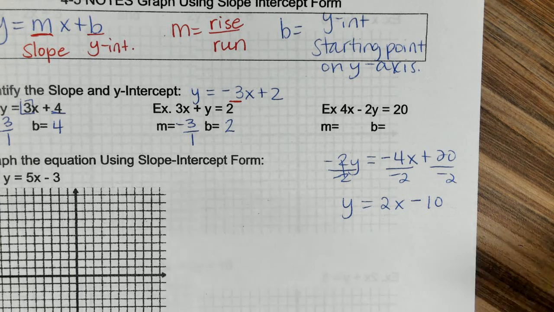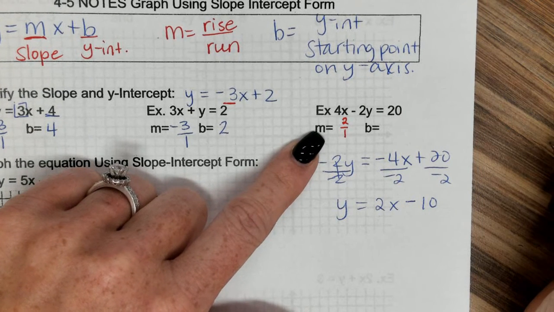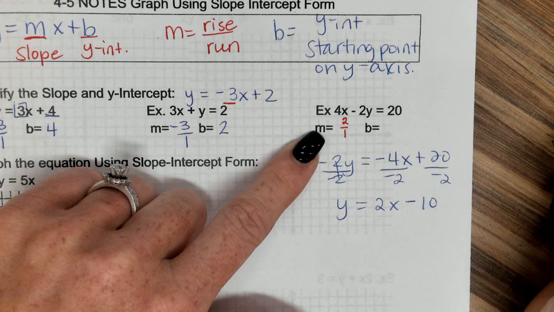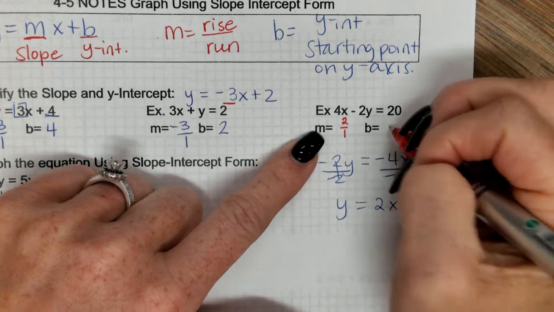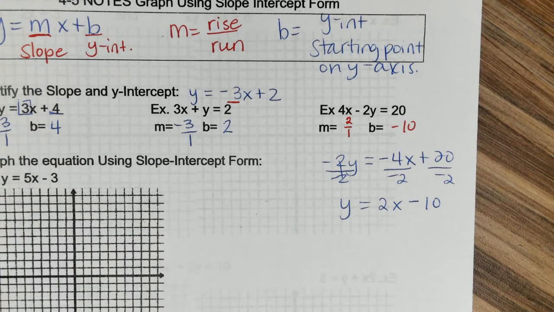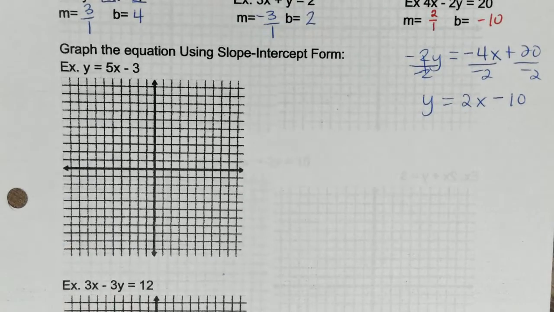So what is the slope? 2 over 1. What is the y-intercept? Do not say 10. Negative 10. It has a negative value, negative 10. All right. Now that we know the slope and the y-intercept, we can graph with that. So let's go do our first example, actually graphing.